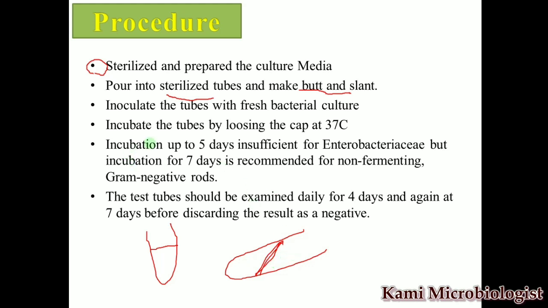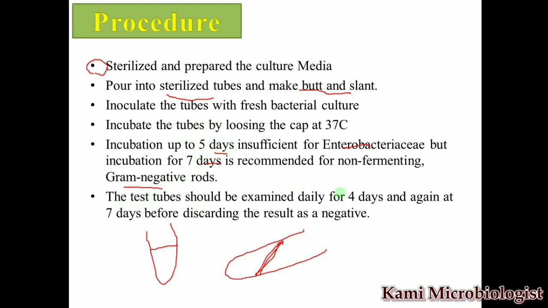Now after that, what will you do? You will inoculate a fresh bacterial culture, and then you will incubate the tube with the cap loosened. That's really important, because this process is mostly performed in aerobic condition. If there are anaerobic bacteria, they will grow in the butt portion. That's why we are also providing the anaerobic condition in this test as well. Now the next point says that if you want to test the Enterobacteriaceae, you have to incubate it for 5 days up to 7 days, and it is important for the non-fermenting gram-negative rods. That's why the time is a little bit longer.